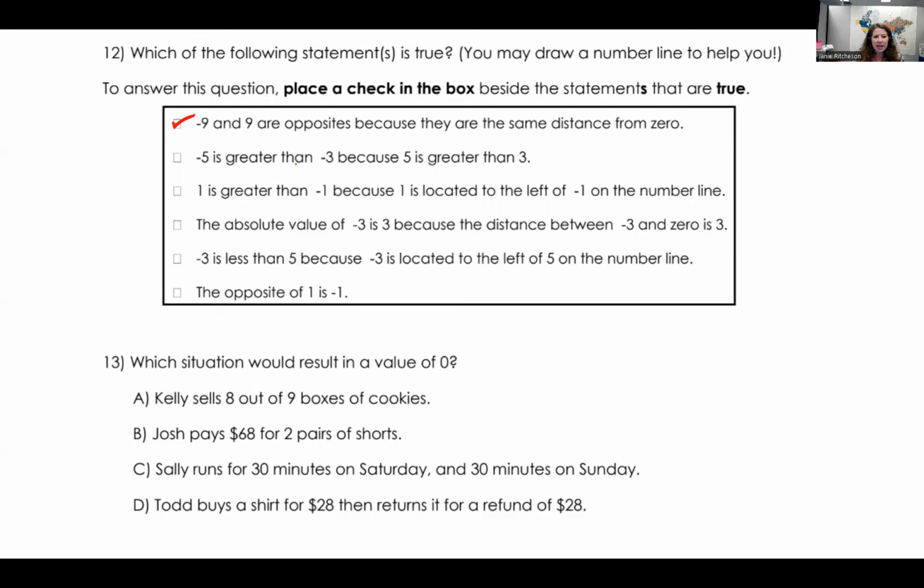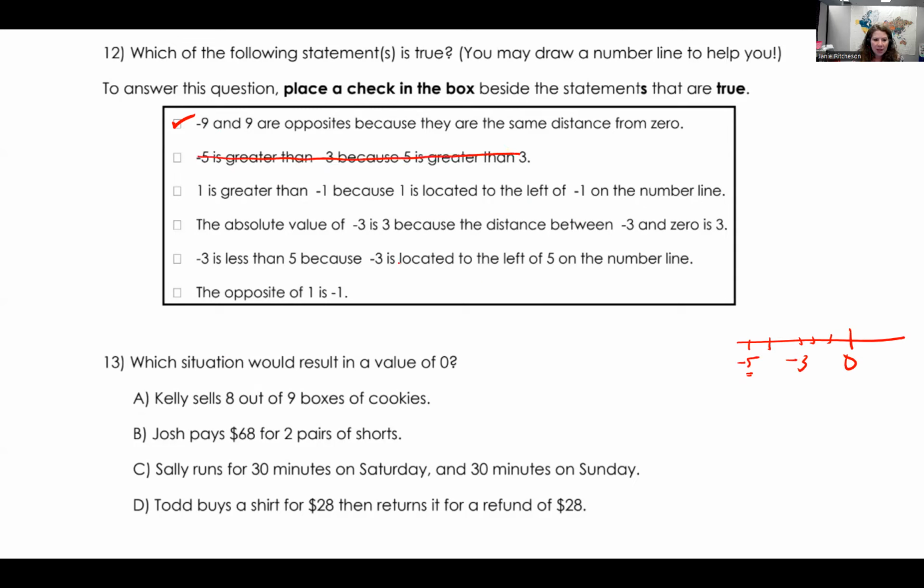-5 is greater than -3 because 5 is greater than 3. Well, that's not right, right? Because here's -3 and here's -5. -5 is farther left, so it's smaller. We don't like that one.